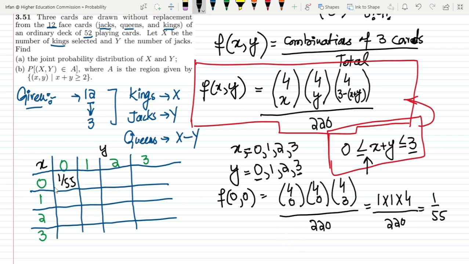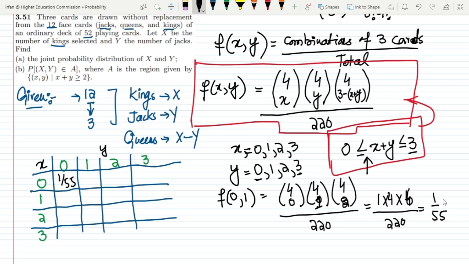Similarly for 0, 1, let me remove this 0 from here and write 1 here. Similarly here it will become 1 and it will become 2. Okay, so now this 4 choose 0 is 1, this 4 choose 1 is 4 here, while this 4 choose 2 is now 6.